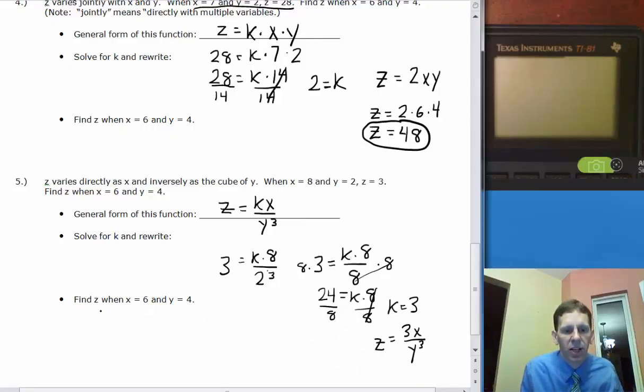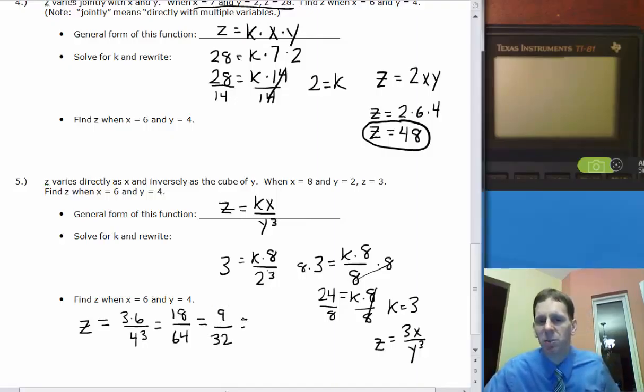Now what we're going to do is we're going to find z when x equals 6. So we're going to do 3 times 6 divided by 4 cubed. 3 times 6 we know that's 18. 4 times 4 is 16, times 4 is 64, so 4 cubed is 64. You can leave your answer in this form, that's okay. It is possible to reduce this fraction down to 9 over 32.